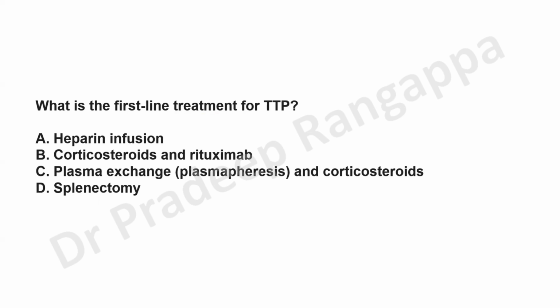So now it goes to Swati again. What is the first line treatment of TTP? Heparin infusion, corticosteroids and rituximab, plasma exchange and corticosteroids, splenectomy. C, sir. Okay, got it right. So everyone is answering right.